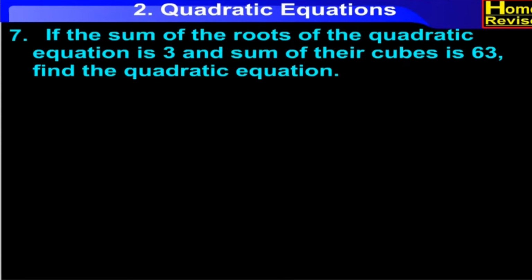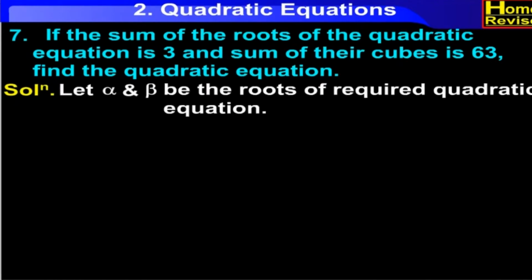If the sum of the roots of a quadratic equation is 3 and the sum of their cubes is 63, find the quadratic equation. Solution. Let alpha and beta be the roots of the required quadratic equation. Therefore, as per the given conditions, alpha + beta = 3 and alpha³ + beta³ = 63.